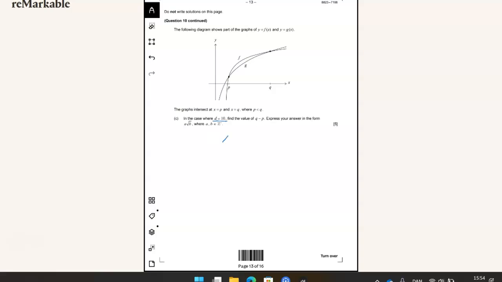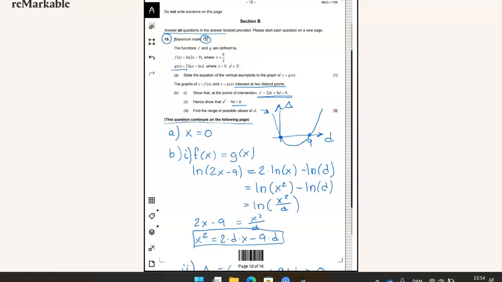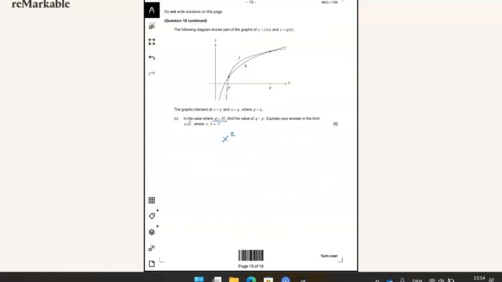So we write x squared, minus 2dx, plus 9d, equals 0. That was the equation, and we plug in d being 10, so it says x squared minus 20x plus 90 equals 0. And all we really need to do is solve this quadratic equation to find the values of p and q. So my favorite way of doing it is completing the square.